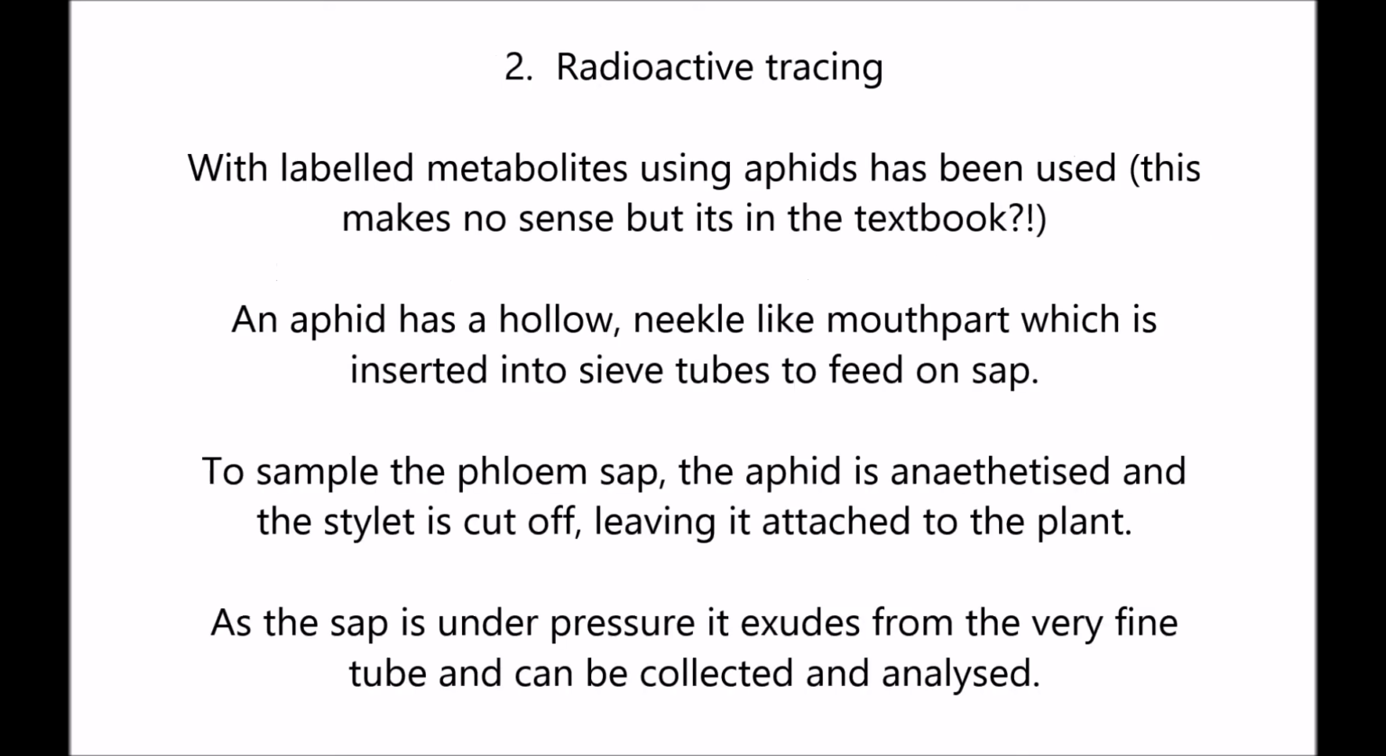Radioactive tracing. This is a sort of technique with labelled metabolites using aphids. An aphid has a hollow needle-like mouthpart which is inserted into sieve tubes to feed on the sap. To sample the phloem sap, the aphid is anaesthetized and the stylet is cut off, leaving it attached to the plant. As the sap is under pressure, it exudes from the very fine tube and can be collected and analysed.